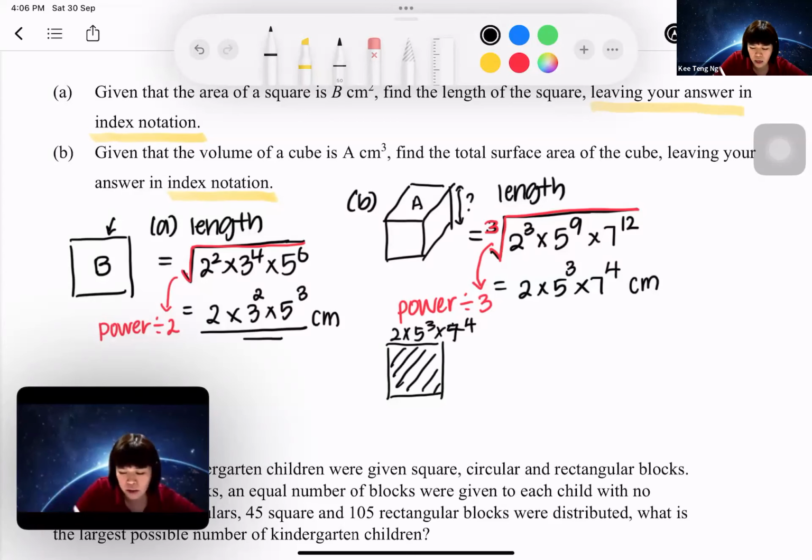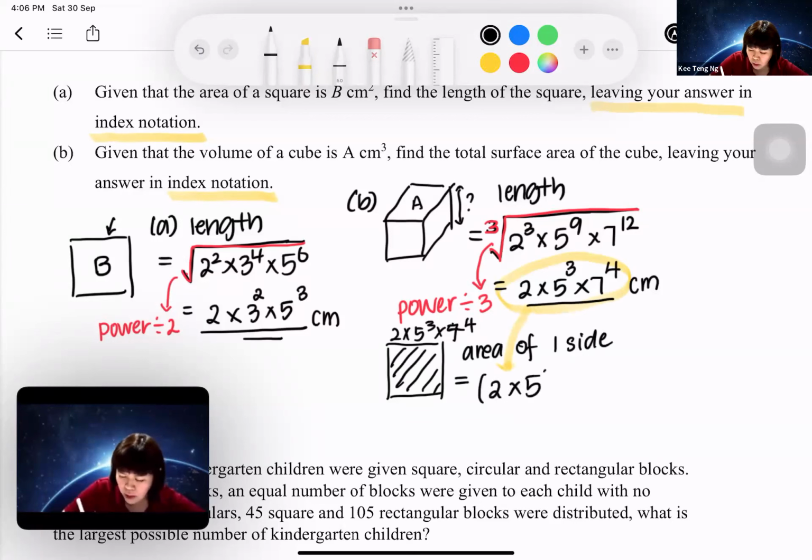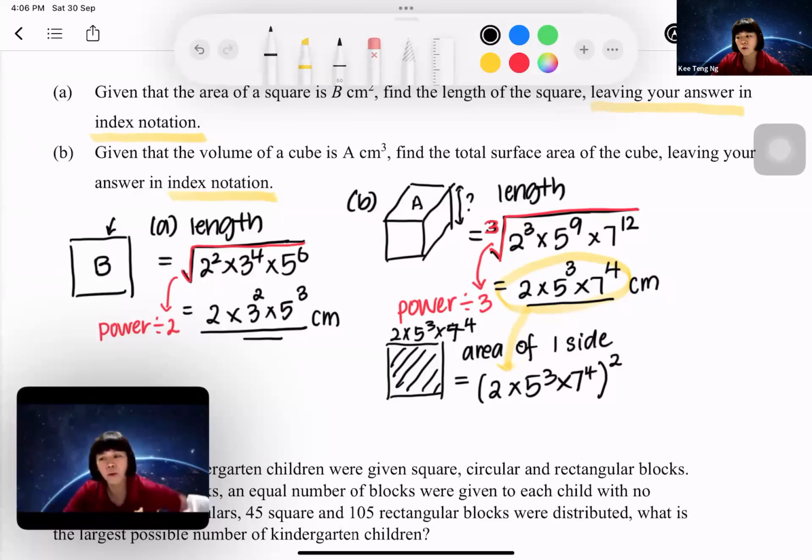So to find the area of one side, what do you do? You take this length over here and square it. All right, so we're going to take this length over here and square it. So I'll take 2 times 5 to the power of 3, 7 to the power of 4, the whole thing squared. When we have the whole thing squared, then what do we need to do?